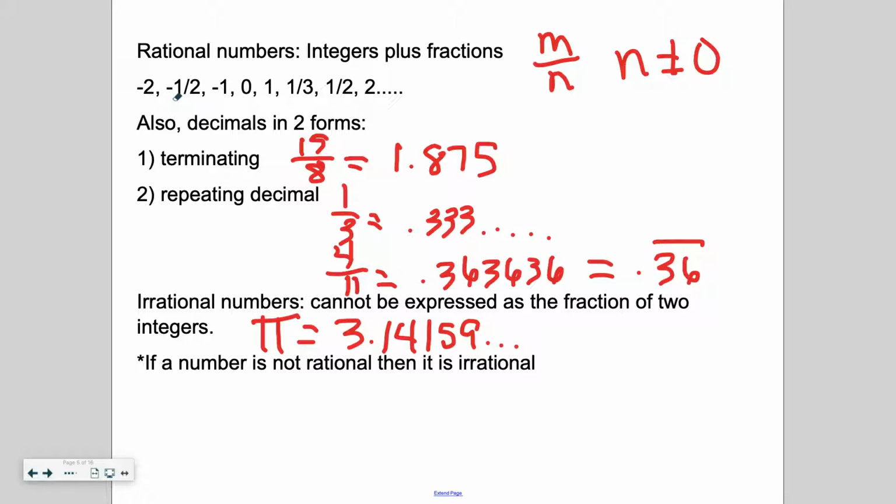A lot of the square roots are irrational numbers. Like the square root of 11 is an irrational number, because when you find the decimal of it, it's just a lot of random numbers. There's no pattern to it. Anybody have any questions on classifying a number?